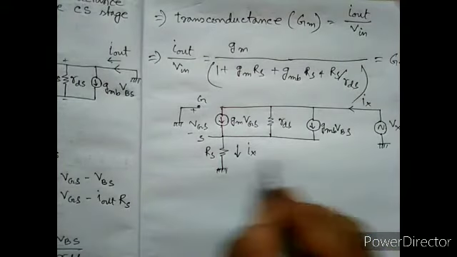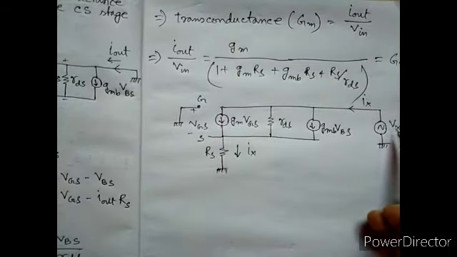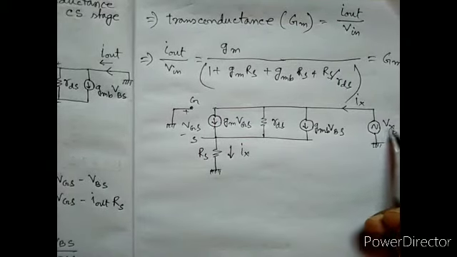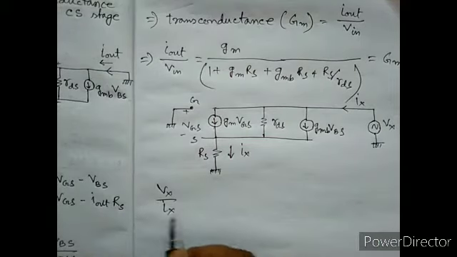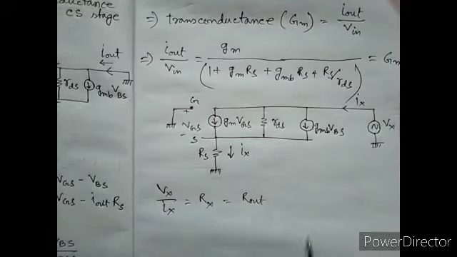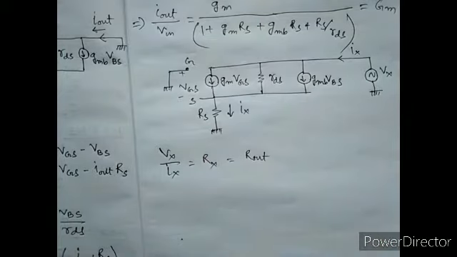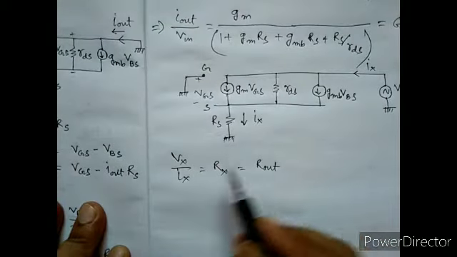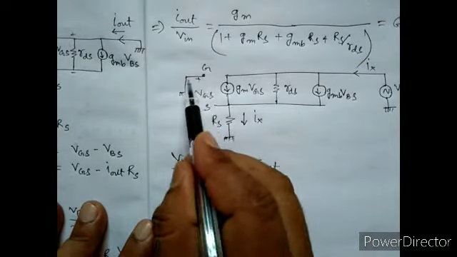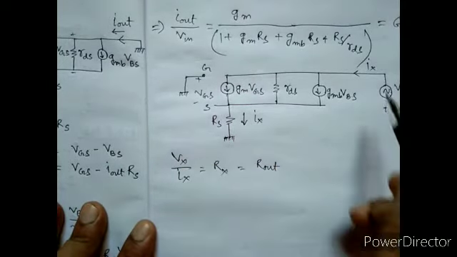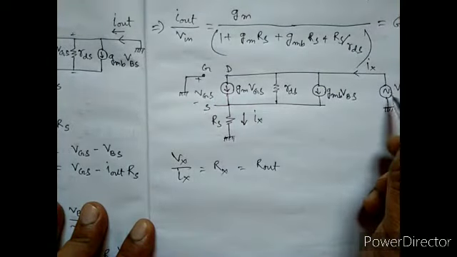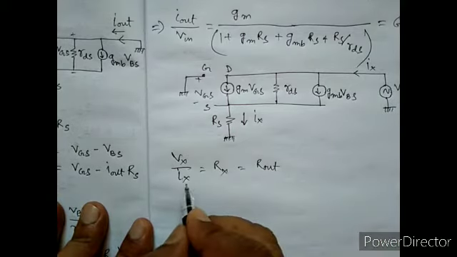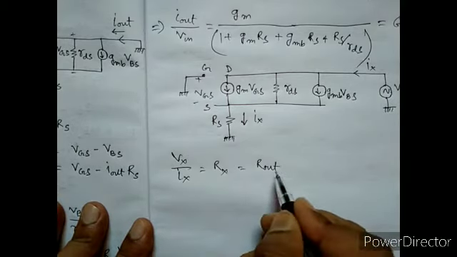So this is the equation where we have applied at the output terminal a potential Vx. Now if we find out Vx by Ix, that is your Rx, that is nothing but R out. So we have to find out output resistance. The gate terminal is shorted with ground, and at the output drain terminal, this is your drain terminal, a supply Vx is given. So Vx by Ix will give Rx, that equals R out.